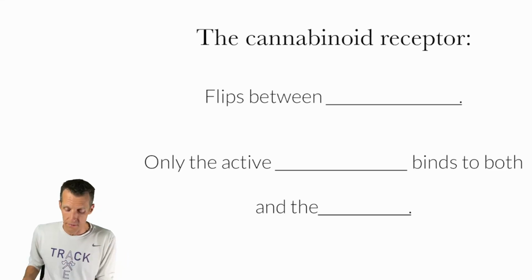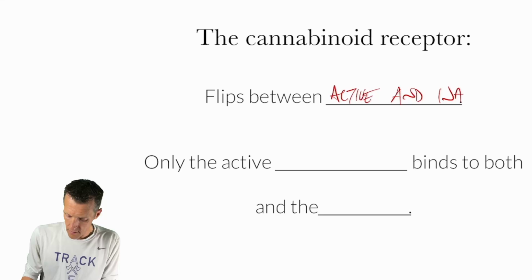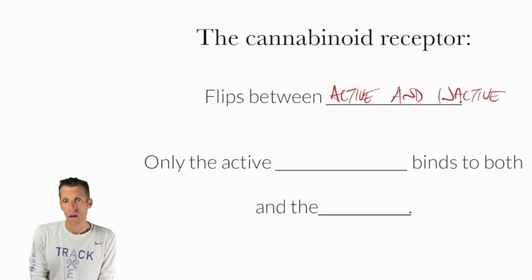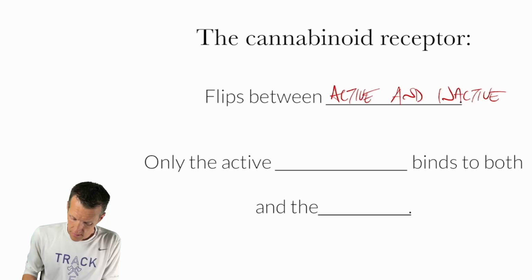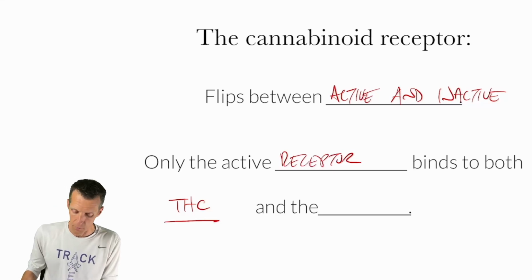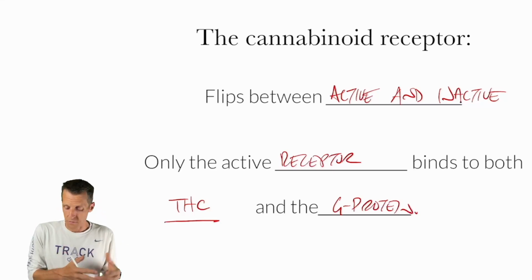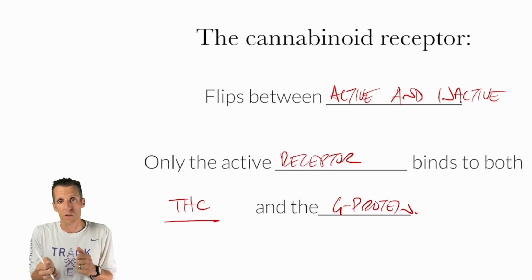Okay, so what have we said thus far? We've said that the cannabinoid receptor flips between active and inactive, but that only the active receptor binds to both THC, remember this is activating with the component THC, and the G protein, that's the orange protein that it sticks to inside the cell. So what we've said thus far, the cannabinoid receptor is flipping back and forth between these two states, and only in the active form can it bind to THC and the G protein.